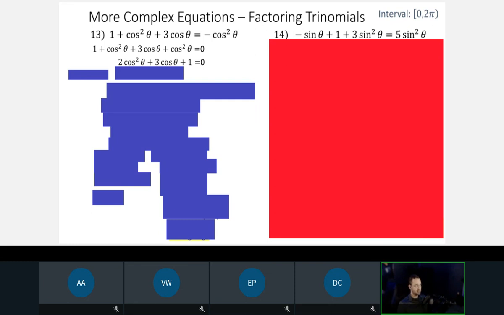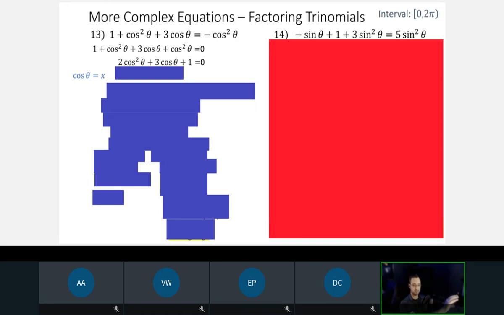So the next step, we could leave it like this and factor it like it was 2x squared plus 3x plus 1. Or we're going to do something to make it look more pleasant. This method is called U substitution. You may have learned it in Algebra 2. I learned it using the variable letter U, but I just left it as x, something we're familiar with. I stated cosine theta equals x.